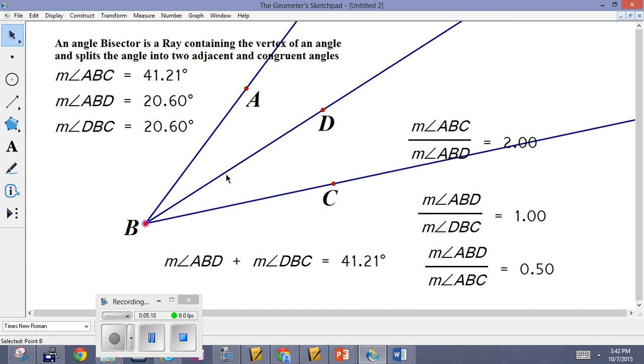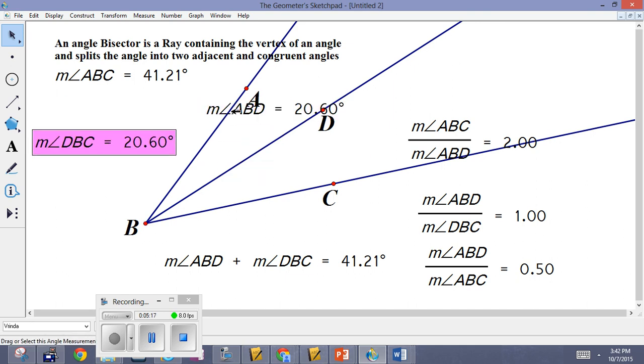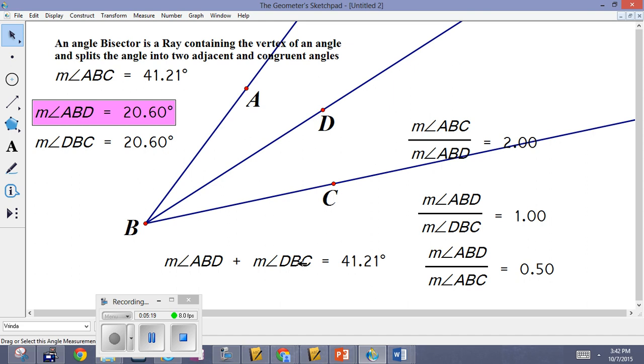Two congruent adjacent angles. A number of things happen. We get two equal angles. That's what we mean by congruent. Okay. We also have the sum of the two equaling the whole by angle addition. And then we have the ratio of the two new angles to one another being 1 to 1, or the ratio of the original angle to the newly formed angle is going to be 2 to 1, or the ratio of the newly formed angle to the original angle is going to be 1 to 2 or 0.5.